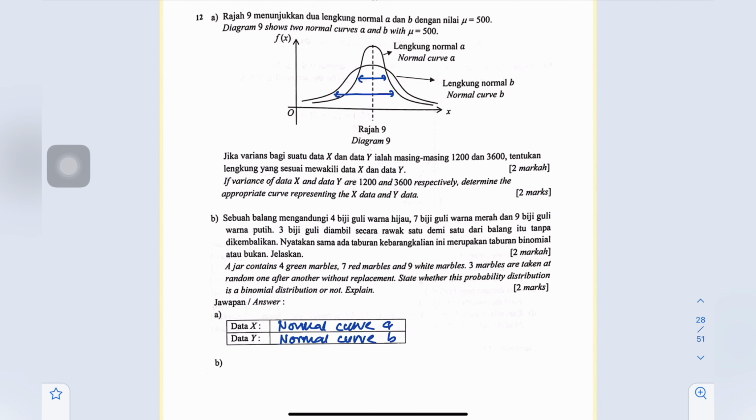B. A jar contains 4 green marbles, 7 red marbles and 9 white marbles. 3 marbles are taken at random one after another without replacement. State whether this probability distribution is a binomial distribution or not. Explain. Okay, so the words are without replacement. Explained: the current probability depends on the previous probability. So not binomial, because of dependent probability.